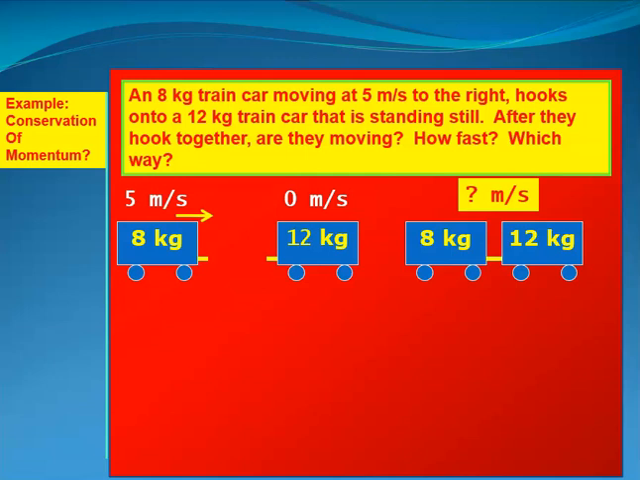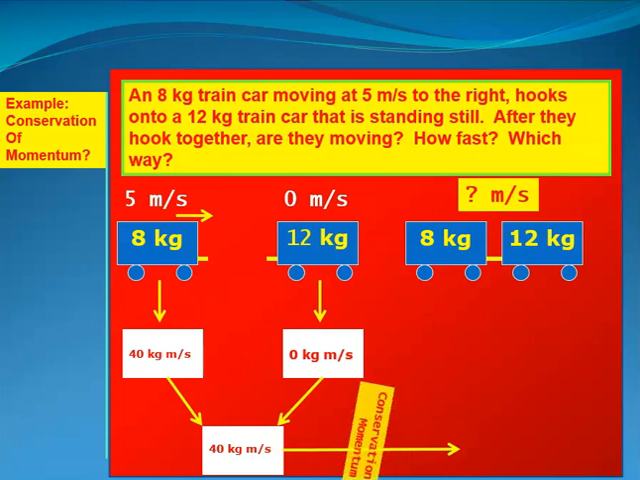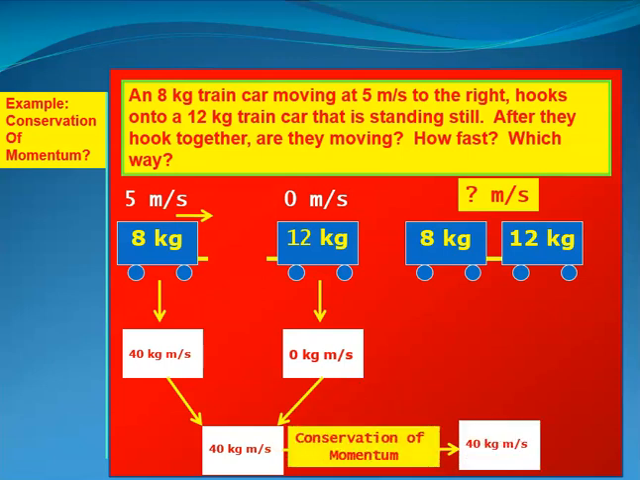So we go ahead and start the problem off just like the last one. 5 meters per second times 8 kilograms is 40 kilogram meters per second of momentum. The 12 kilogram train car is not moving, so it's 0 times 12, which is 0 kilogram meters per second of momentum. When you add those together, you get 40 kilogram meters per second of momentum. Again, conservation of momentum says that that's going to be the total momentum after they collide and hook together. So now you can treat them as a single 20 kilogram train car. The 8 plus the 12 are basically one train car now. They're hooked together.